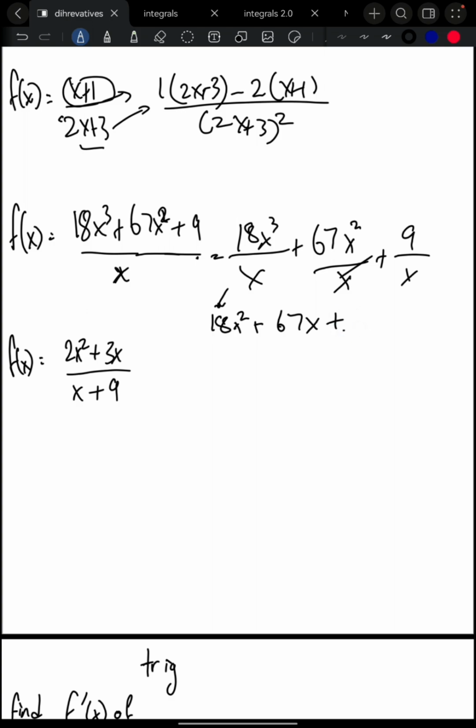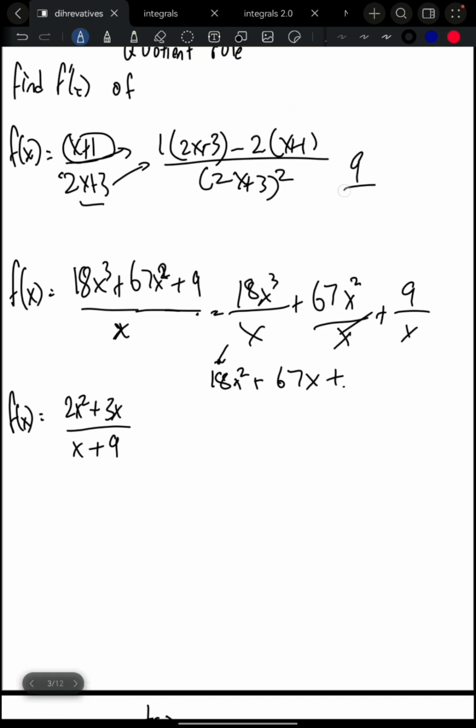You can write 9 over x as just 9 times x to the negative 1, because this is just 1 over x. So you can write it as 9x^-1. The reason we do that is so we can use the product rule, the power rule. So let's use the power rule. 2 times 18, that's just 36. Subtract 1, that's just going to be x. 67x is just 67.